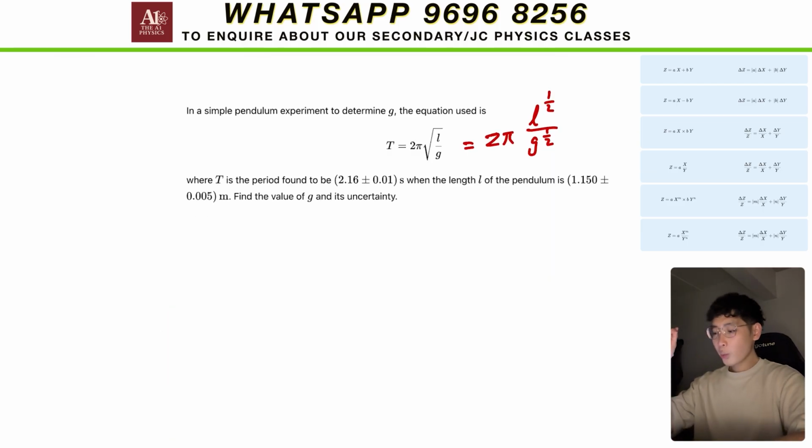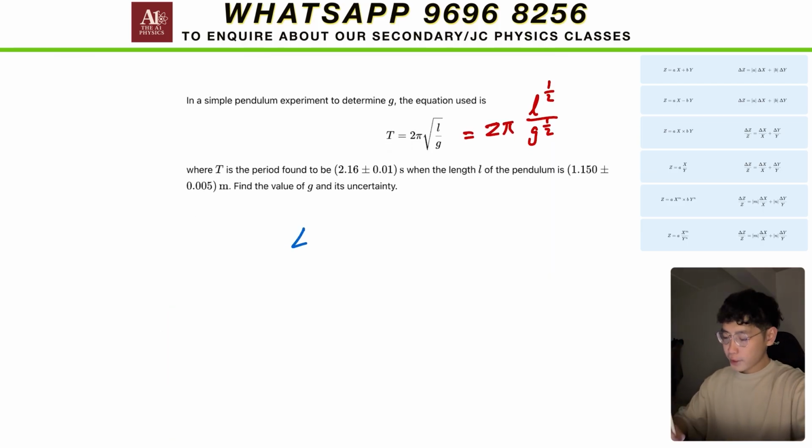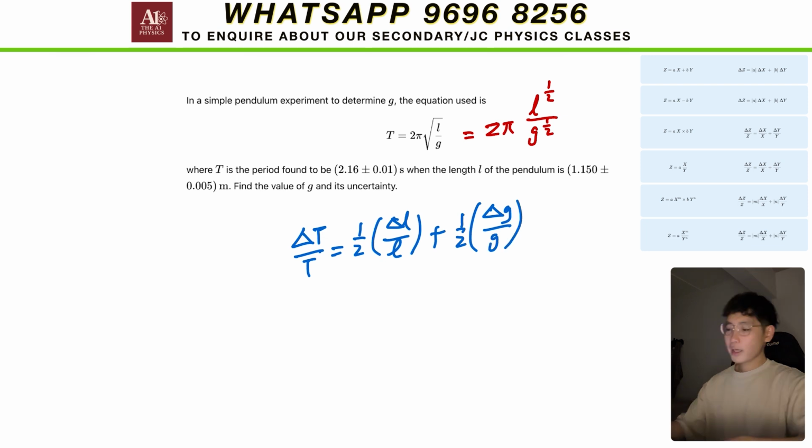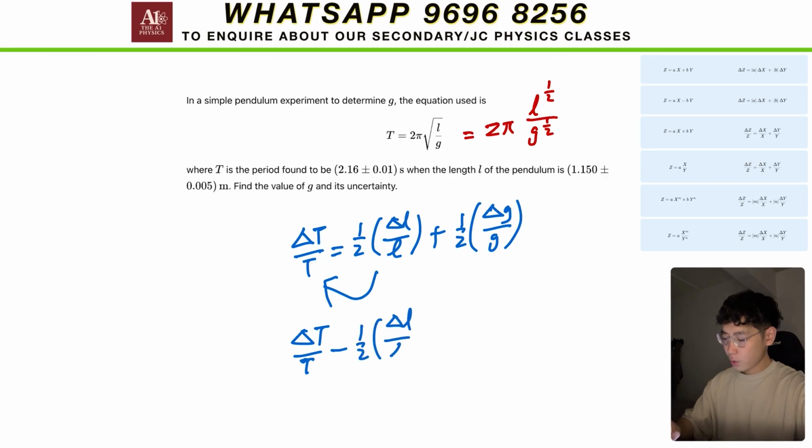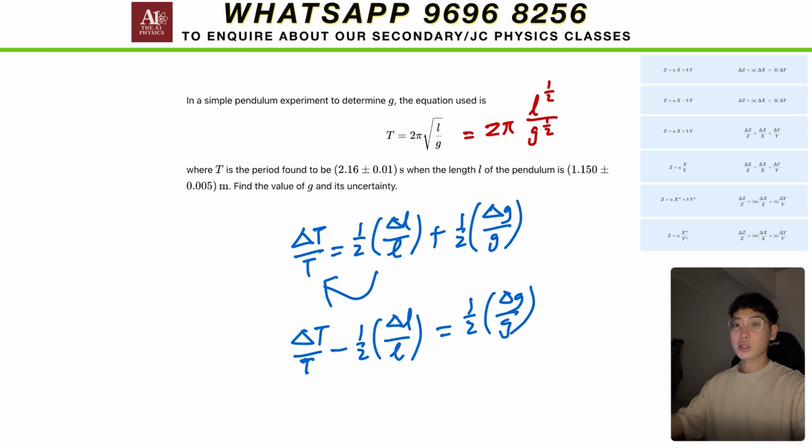Now, let me tell you the wrong way that students might do this. They might say that the fractional uncertainty of T equals half times the fractional uncertainty of L plus half times the fractional uncertainty of g. And if they want to find the uncertainty of g, they might try to rearrange this equation and say, bringing this to the other side, it'll be uncertainty of T minus half over uncertainty of L equals half times uncertainty of g. Then they try to solve for the uncertainty of g, right? But this will be wrong.